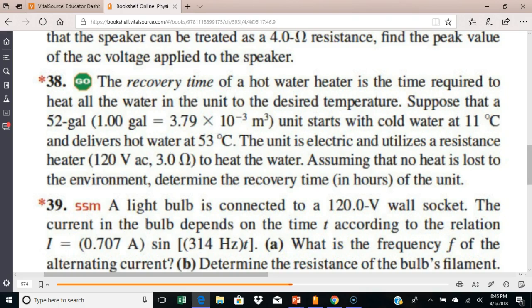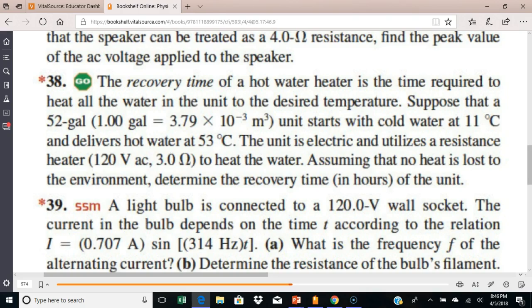Okay, and I've got my temperature, delta T. I'm gaining temperature, so it's 53 minus 11, 42 degrees. So I calculate the heat energy that I need to raise that water temperature to 53 degrees and recover, which is 3.46 times 10 to the 7th joules. That's my numerator. My denominator is power.